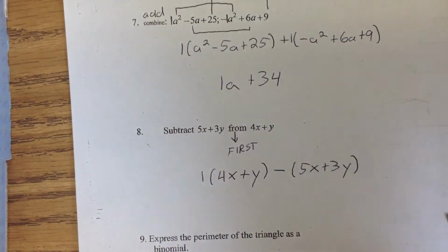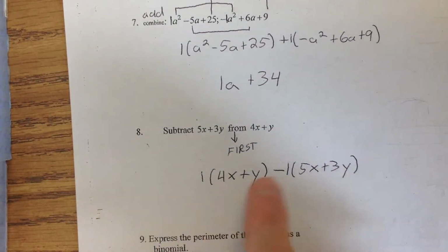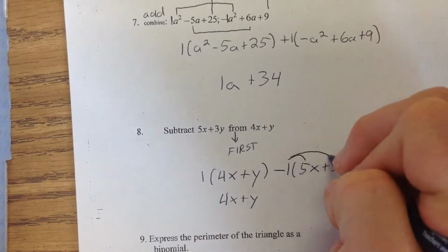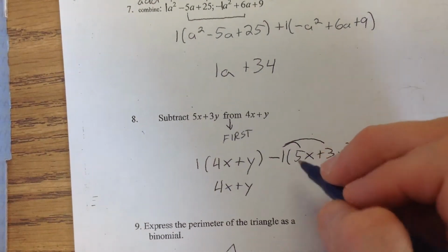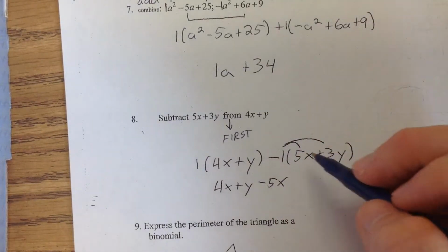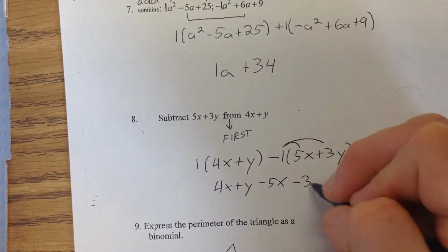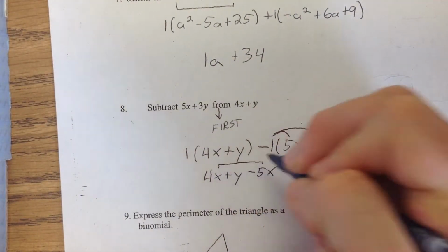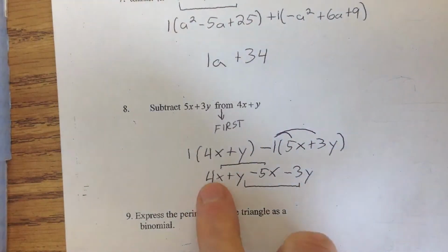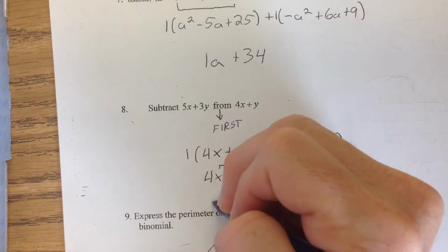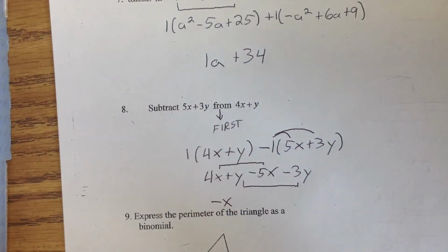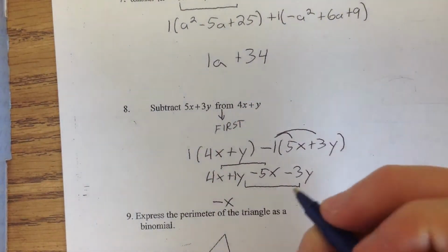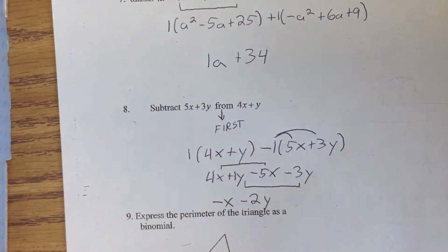Now again, this one has a positive 1 in front, this one has a negative 1. The positive 1 doesn't change anything, so this one just stays 4x plus y. The negative 1 is going to basically flip the signs. You're going to go from having a positive 5 to a minus 5. You're going to go from having a positive 3y to a minus 3y. Right? Once we do that, we can combine our like terms. 4 minus 5 is going to be a negative 1x, or you can just write it as negative x. Whether you put the 1 in there is your choice. And then a 1 minus 3 is going to be a minus 2y.